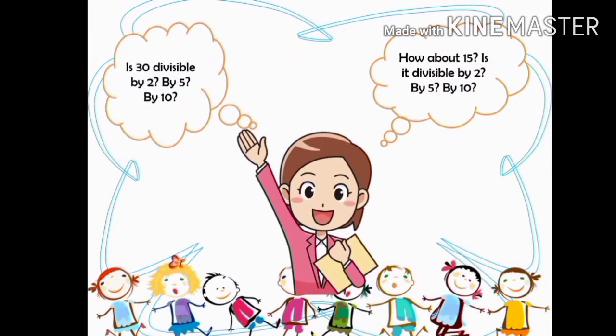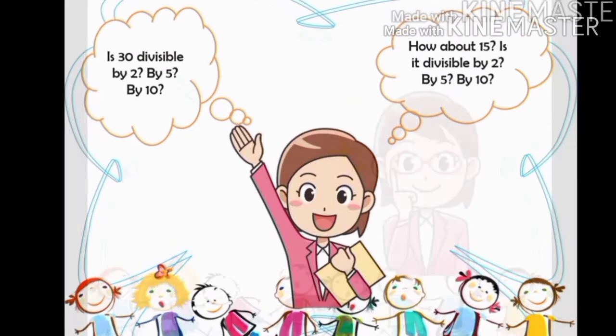How about 15? Is it divisible by 2? Is it divisible by 5? How about 10? Is 30 divisible by 5? By 2? Or by 10? I'm sure you are thinking about it. And now that you're thinking about it, let's try to slowly unmask the answer.